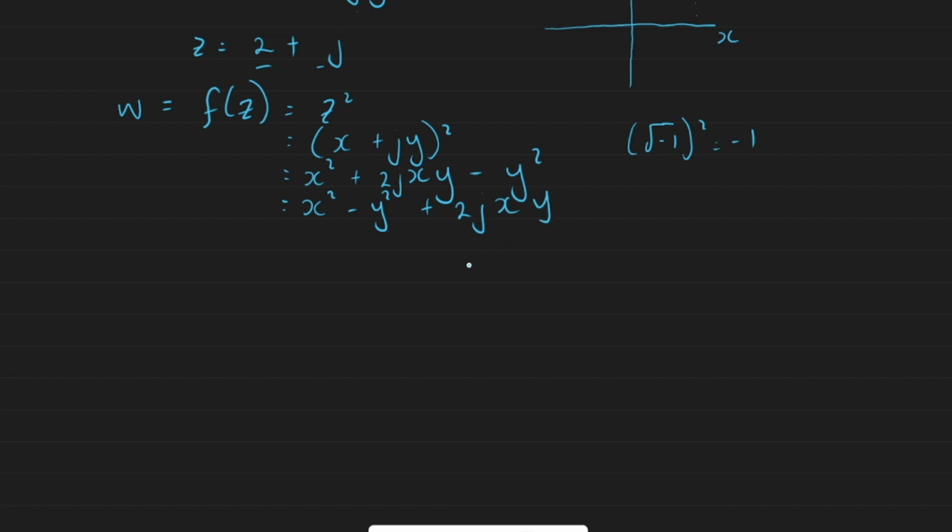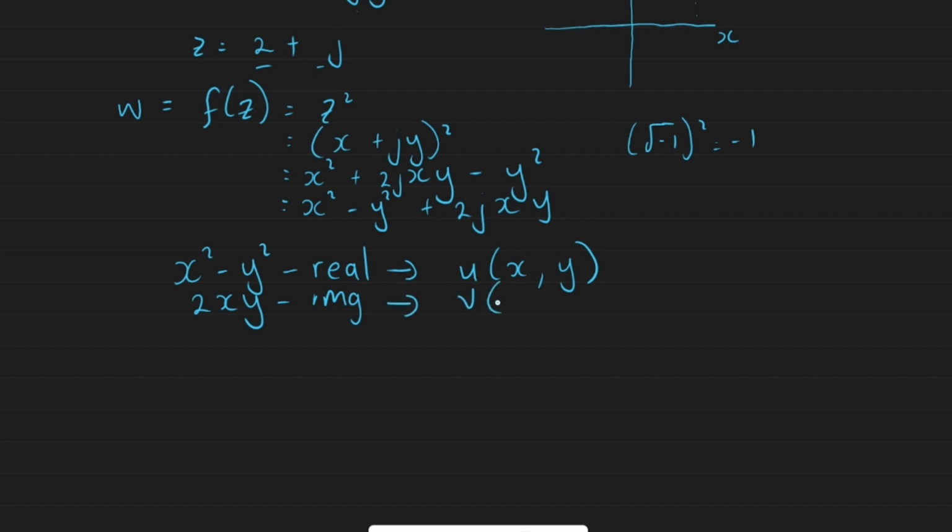So we can now split this into a real part and an imaginary part. So this x squared minus y squared, that will be our real part. So we can call that u. We'll say that u is some function of x and y. Now this imaginary part, that's 2xy. So 2xy, that's our imaginary part. And we'll call that v. Say that v is a function of x and y.